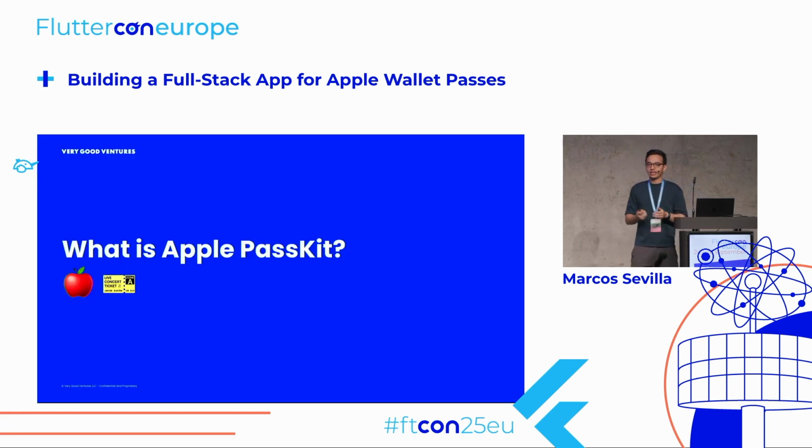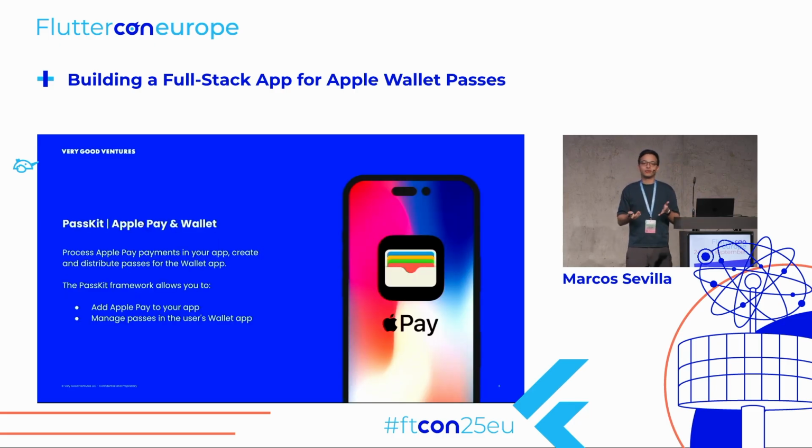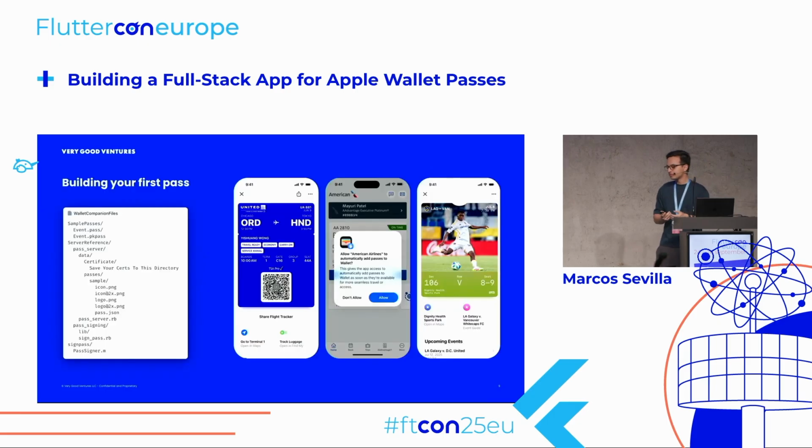And what is Apple PassKit? PassKit is a framework that you can also use on Android, but I'm going to talk about the Apple implementation of it. PassKit for Apple covers Apple Pay and Apple Wallet. It allows you to process payments through Apple Pay, like your credit card and things like that. And then you can also do the passes and distribute your passes, and use it for events, boarding, flights, and things like that. So this is pretty much the implementation for Apple.